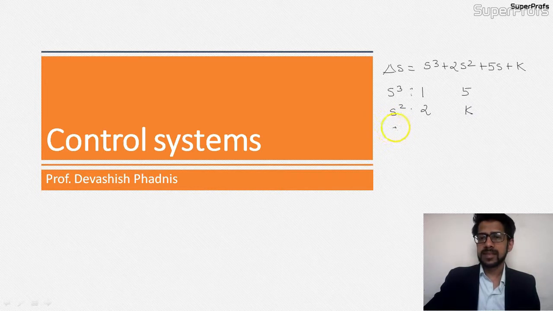By solving this, we get (10 minus k) by 2 and 0 here. By solving further, we get k over here. Now as you can see, according to Routh, the first column of the Routh array should have all the same signs. Now as 1 and 2 are positive, for this system to be stable, we need (10 minus k) by 2 and k, these terms to be positive.